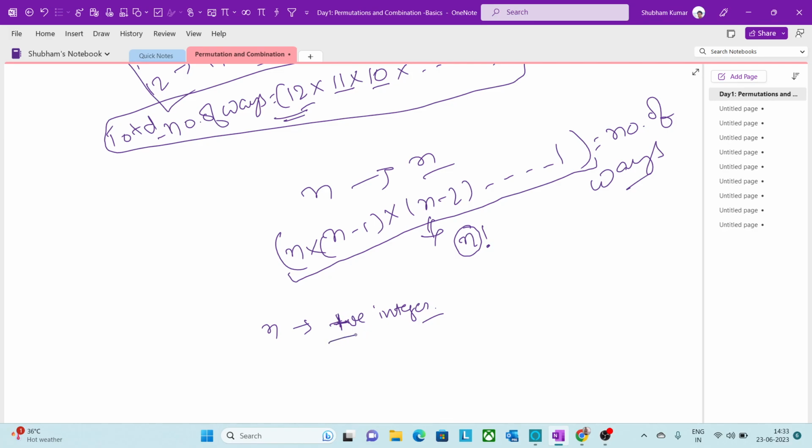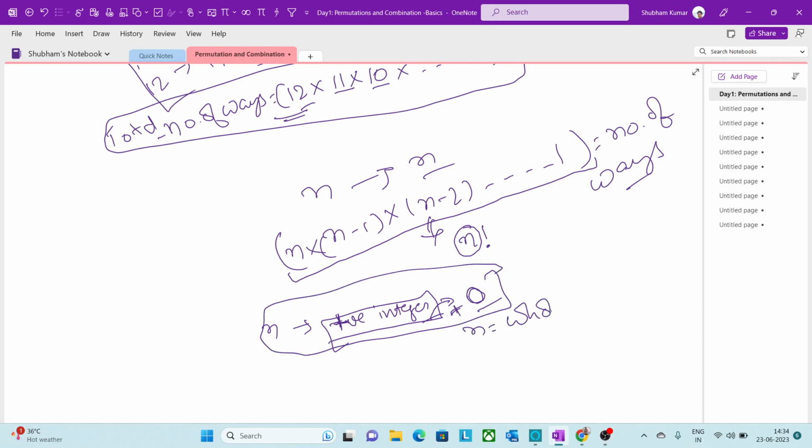We always count with positive numbers, and so we regard, and also zero is taken together, including this positive integer plus zero. So basically this n is nothing but a whole number. It cannot be negative. Okay, so this thing you need to remember.